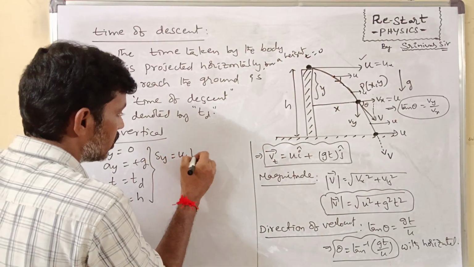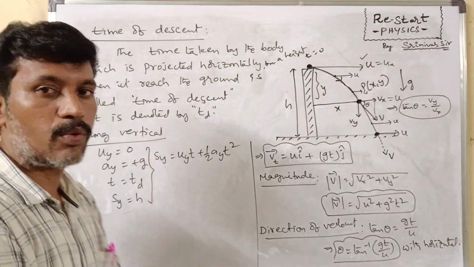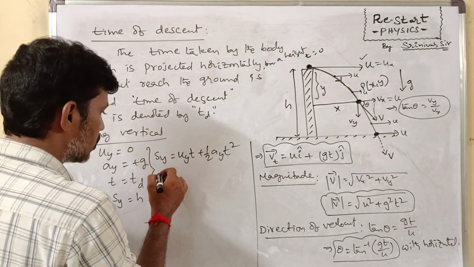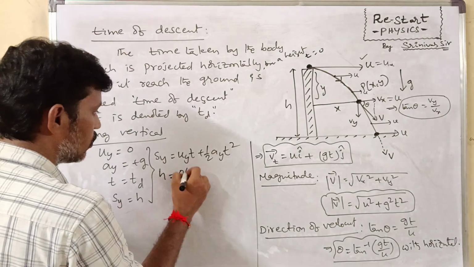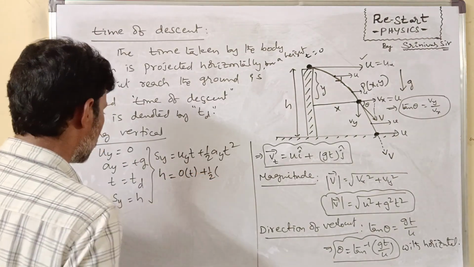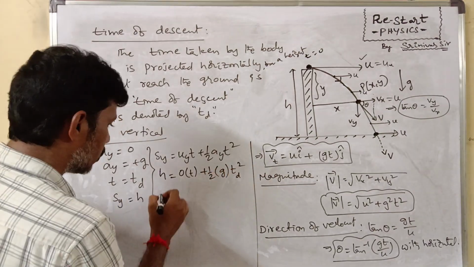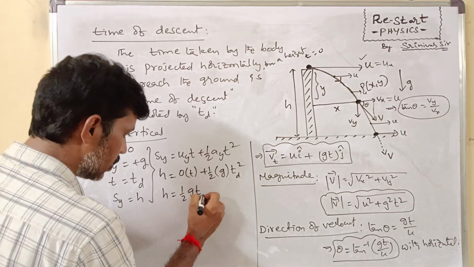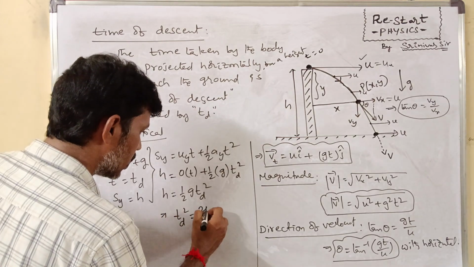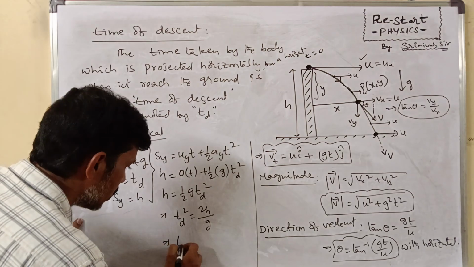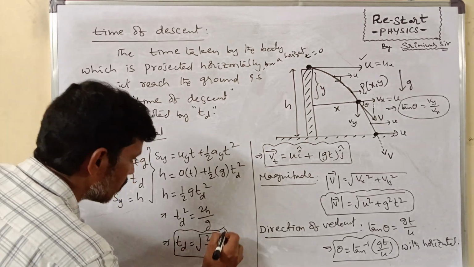sy is equal to uy into t plus half ay t square. Sy means h, the vertical displacement, uy is 0, ay is g, and t is td. So h is equal to half g td square. From that, td square is equal to 2h by g, so td is equal to root of 2h by g. This is the time of descent formula.